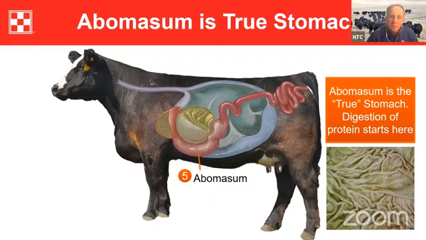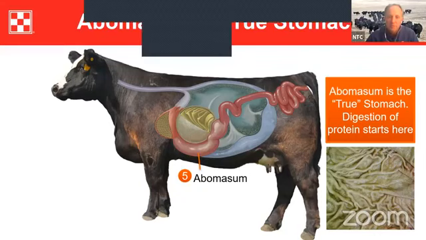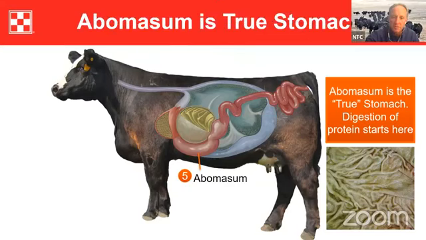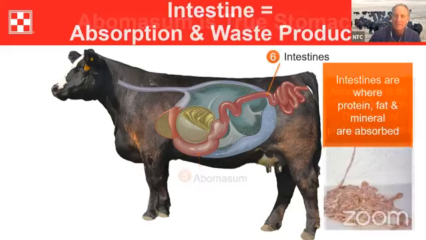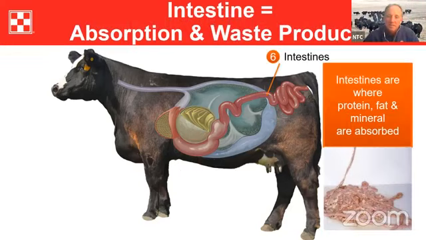So that's the first poll question. That is the true stomach. What makes the true stomach is that's where the feed is acidified, and where protein digestion starts at this point. So from here on, really the digestive tract is very similar to yours, mine, pretty much any other livestock species. In the small intestine is where nutrient absorption occurs, primarily protein, fat, and of course minerals.